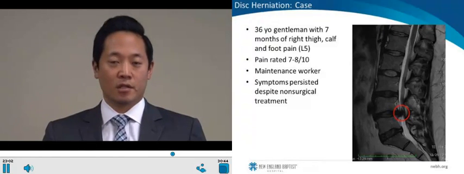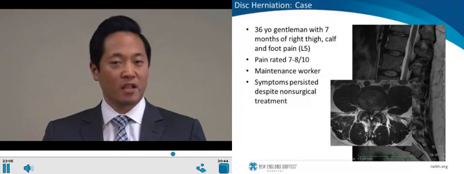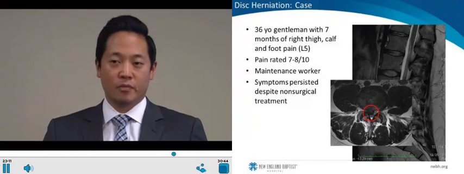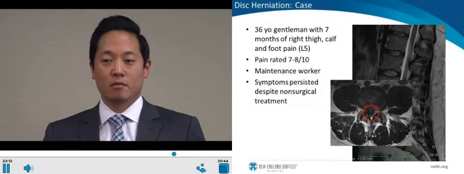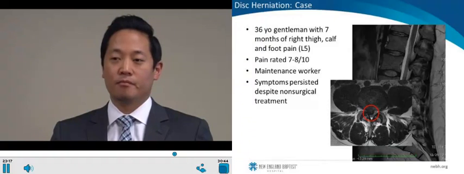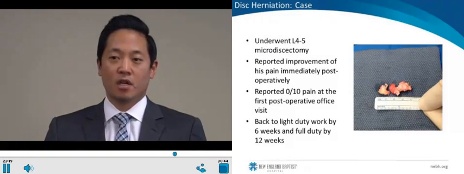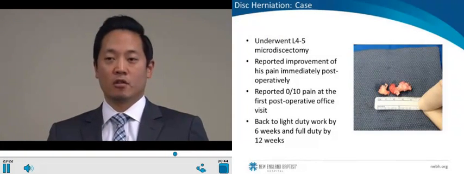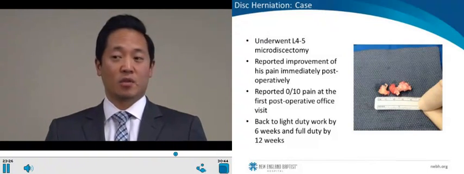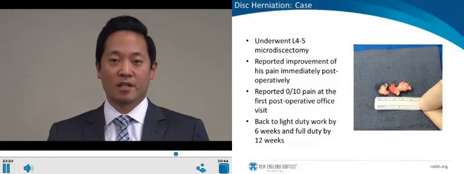We can see here that this disc herniation does significantly compress that L5 nerve and occupies, in fact, most of the spinal canal. His pain was rated as a 7 to 8 out of 10. He was a maintenance worker and was recalcitrant to all conservative measures at that time. He elected to pursue a surgical intervention and underwent an L4-5 microdiscectomy. Depicted on the right is actually the disc herniation that was excised during his surgery.